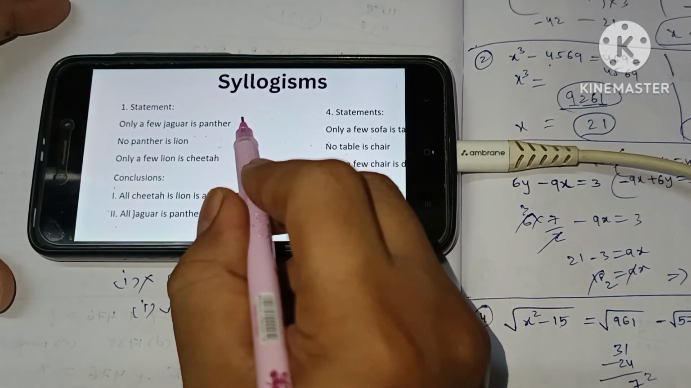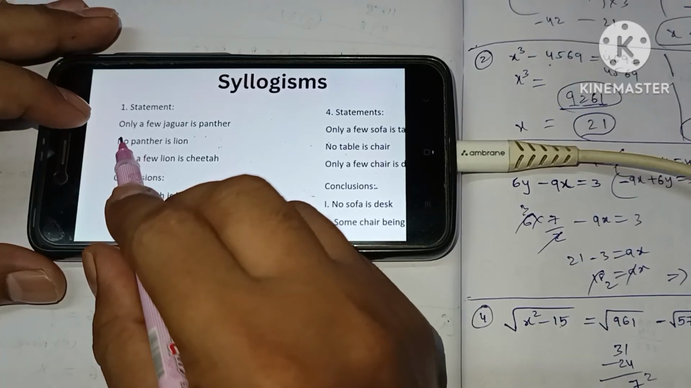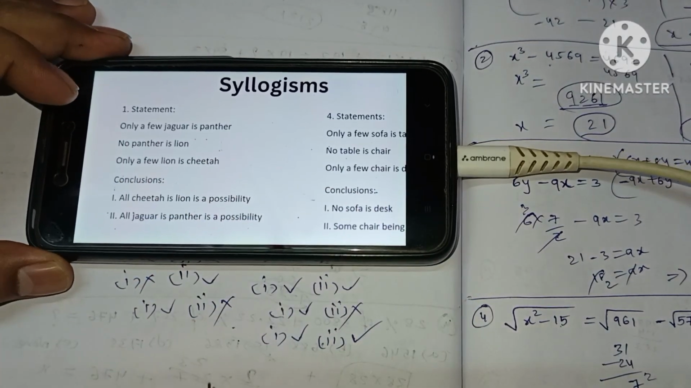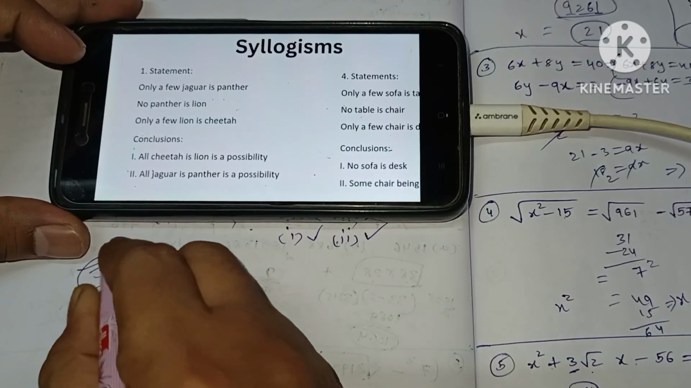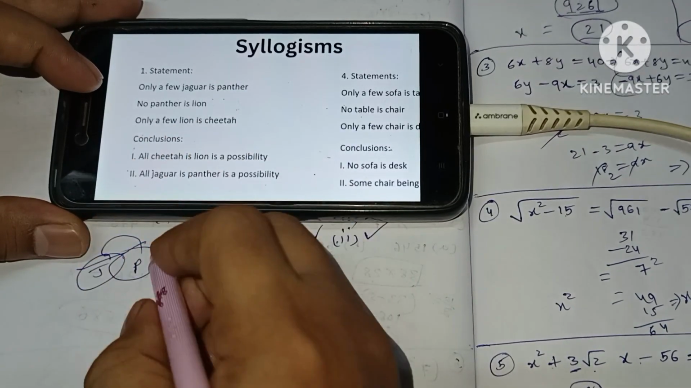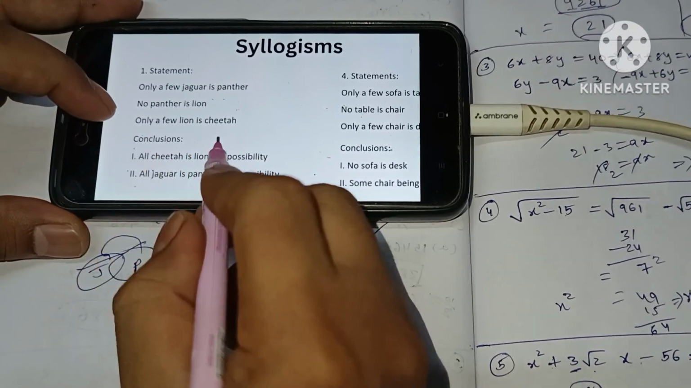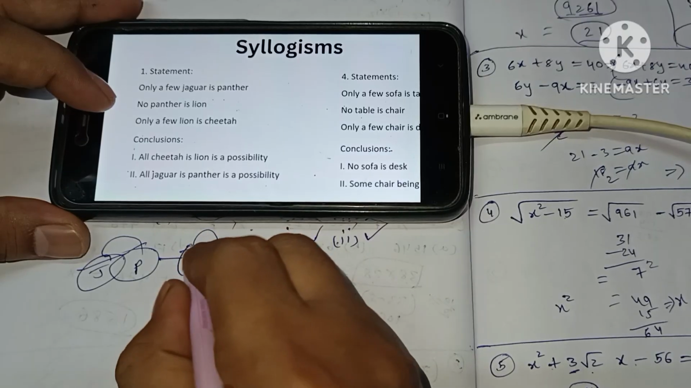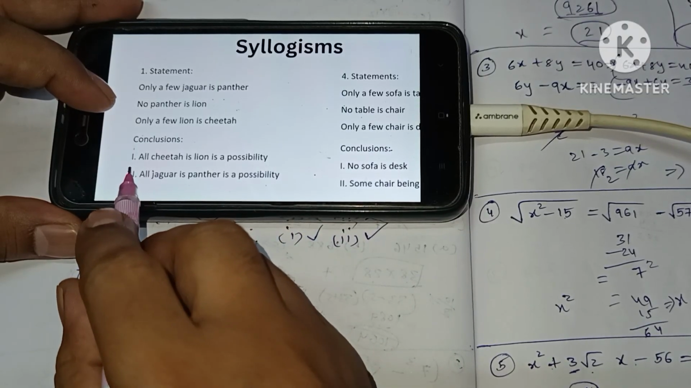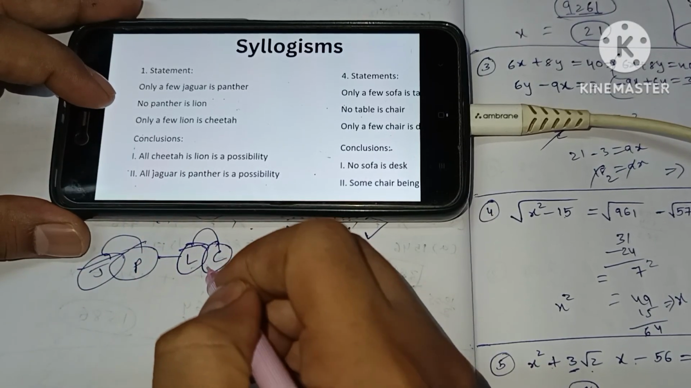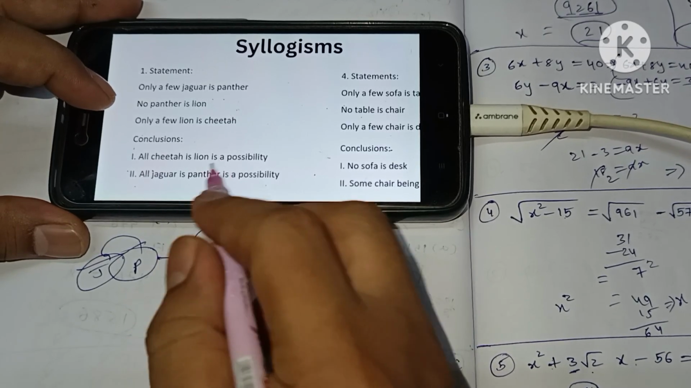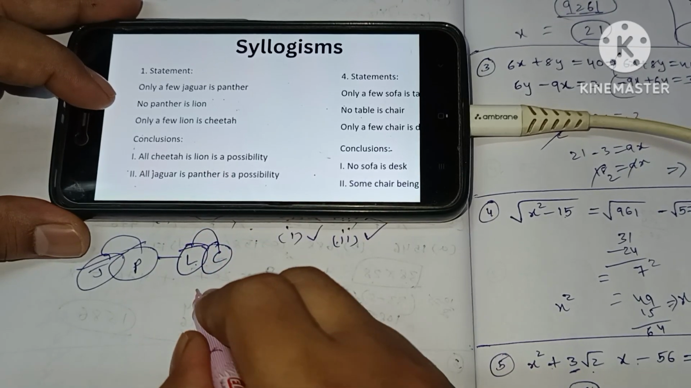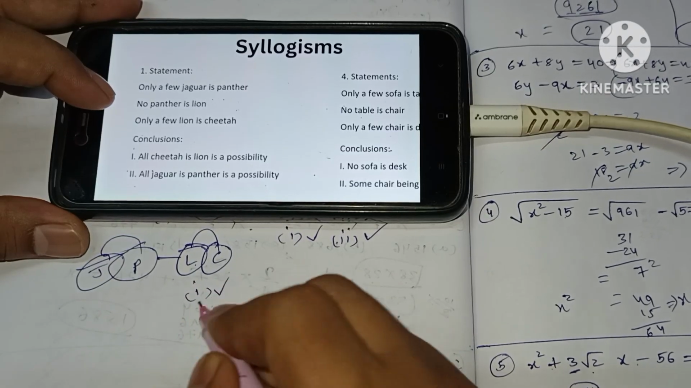Now we are going to solve syllogisms. First question, only a few jaguar is panther. No panther is lion. Only a few lion is cheetah. Let's see conclusions. All cheetah is lion. Is it a possibility? Yes, it is possible. First one is true.